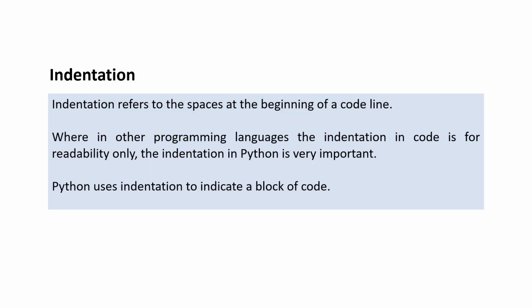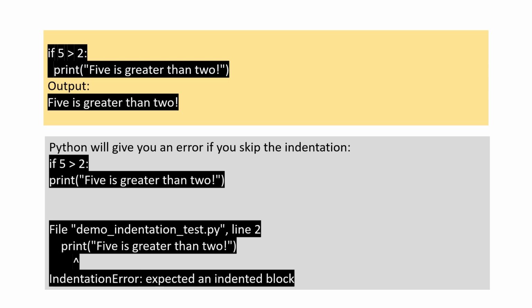Coming to indentation, indentation refers to the spaces at the beginning of a code line. In other programming languages, indentation is not of much importance; it is for readability only, but in Python it's very important. Python uses indentation to indicate a block of code. So if you write with the correct indentation, you will get the correct output.